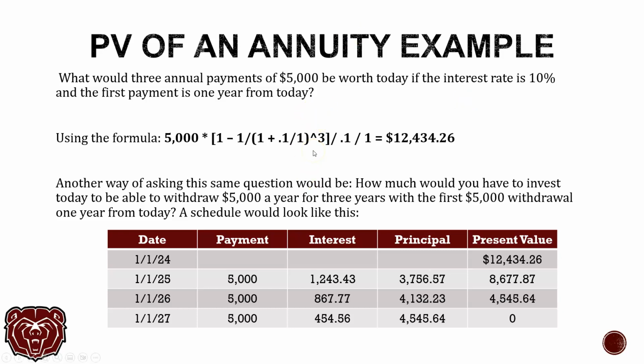So that's kind of the other way of asking that question. How much would I have to invest today to be able to withdraw $5,000 a year for 3 years, with the first $5,000 withdrawal 1 year from today? And you would make a schedule like this. So that is time value of money. That's all we're doing for Chapter 11. These are the only things you need to worry about from Chapter 11.